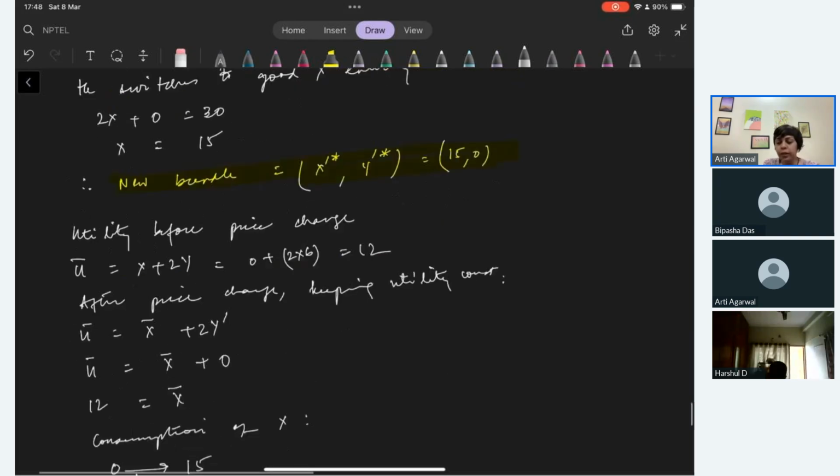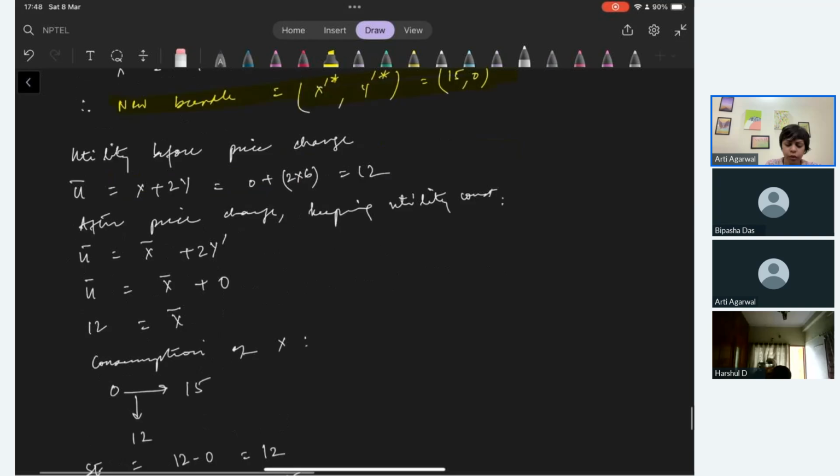Now after the price change, we keep the utility constant and we compute the intervening quantity of X, which he's consuming in between, holding utility constant, right? Which I'm calling X bar. So we know Y is still going to be 0 in the final case because we know he's going to switch to X. So we get very simply the value of X bar equal to 12.